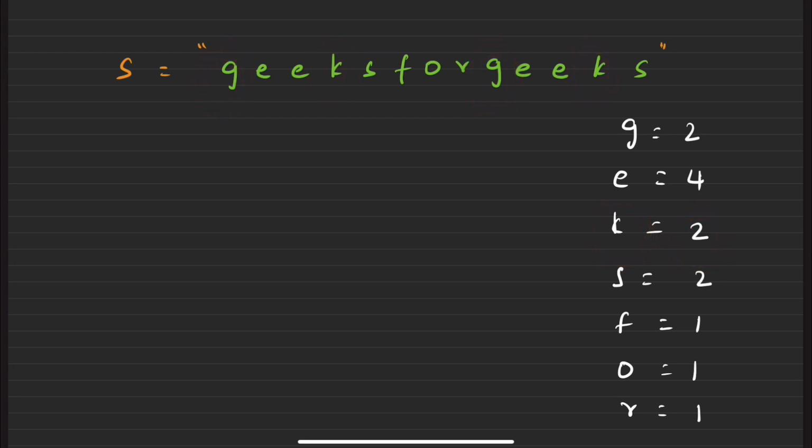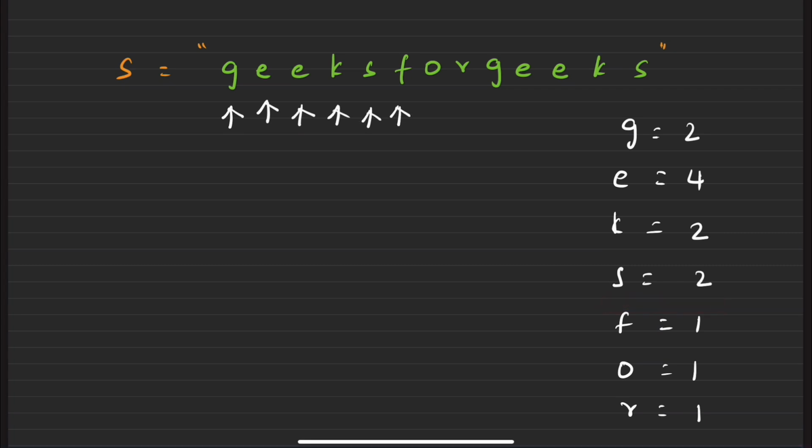Right. Now let's start from the first character. The first character is G and the frequency is 2. So we can ignore this. The second character is E and the frequency is 4. So again ignore E. Again 4. Ignore K. K's frequency is 2. So we can ignore it. Now S. S frequency is 2. Ignore. F.